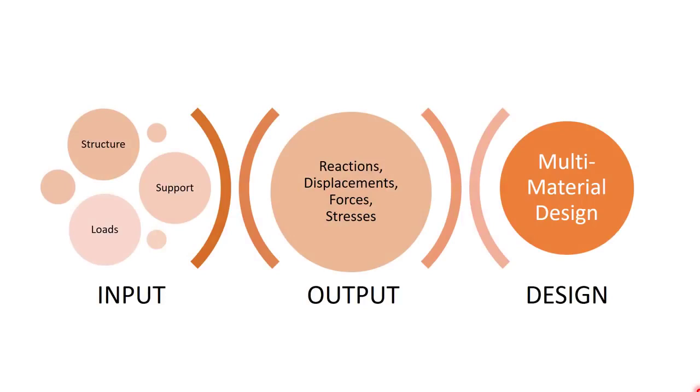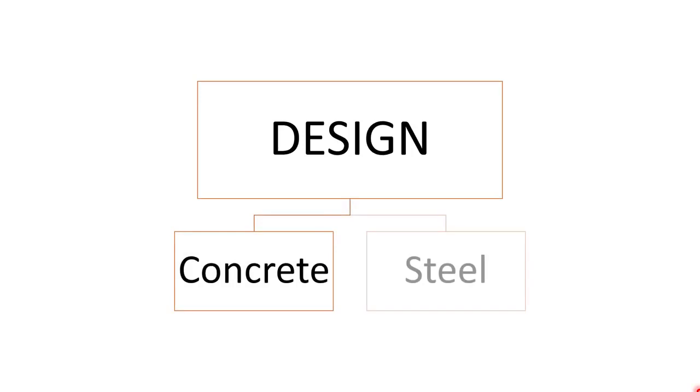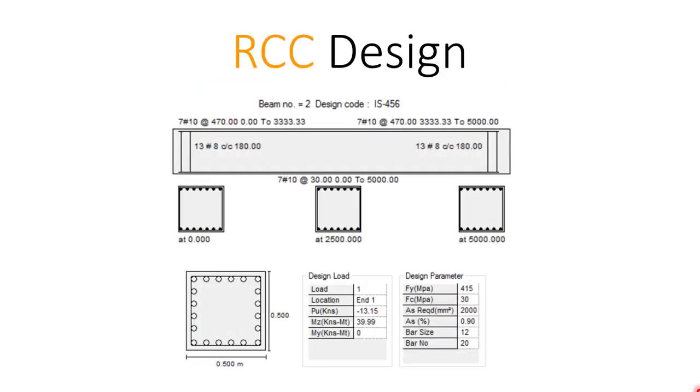The third important criteria which you need to know before knowing STAAD is design. So STAAD can help you design almost any material. In general, we use it to design concrete structures or steel structures. This is the RCC design of the sample STAAD project I have shown you earlier with the inputs and outputs.